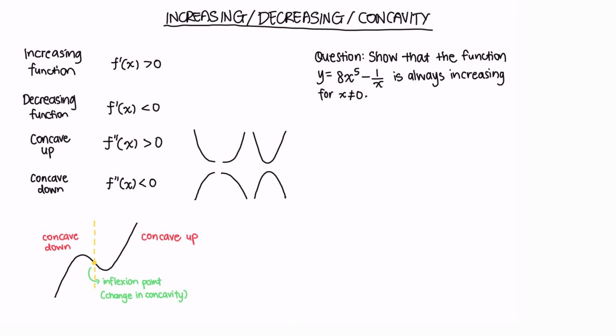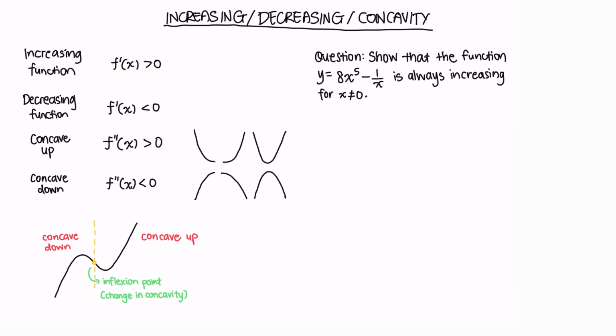Show that the function y equals 8x to the power of 5 minus 1 over x is always increasing for the domain where x is not equal to 0. Now to show this mathematically, we have to use the definition of an increasing function. f prime x is more than 0.